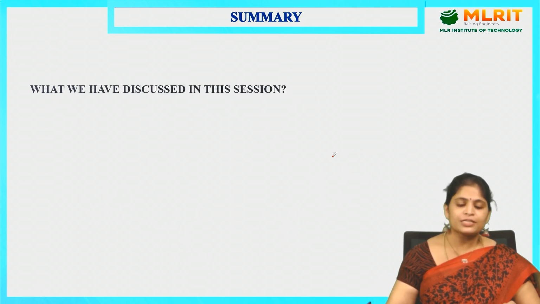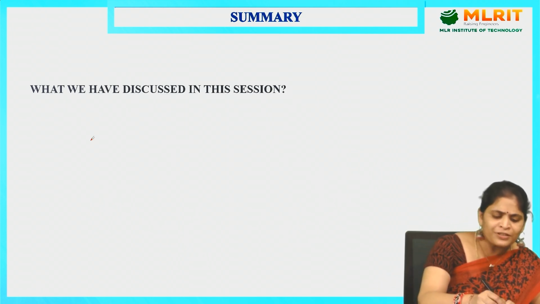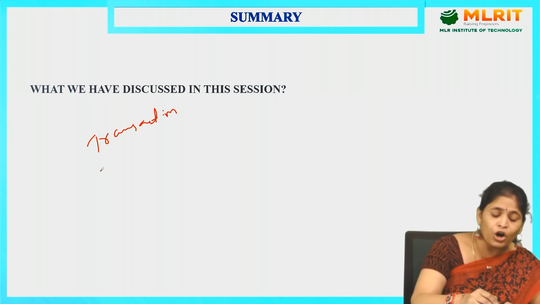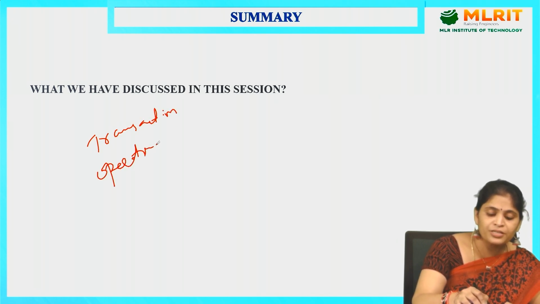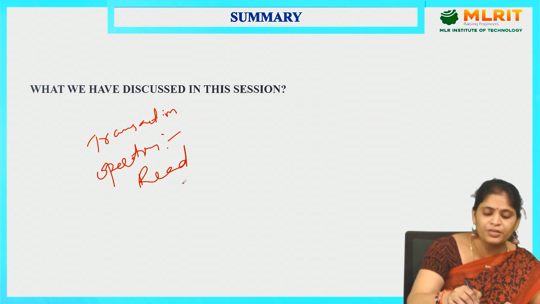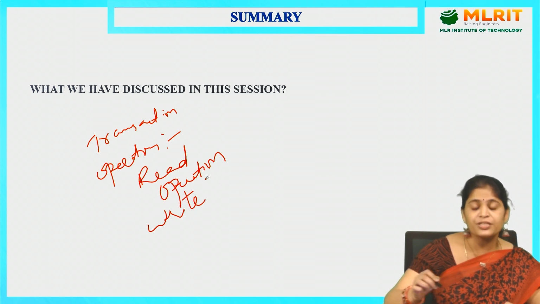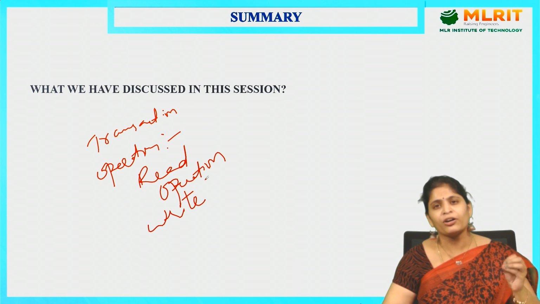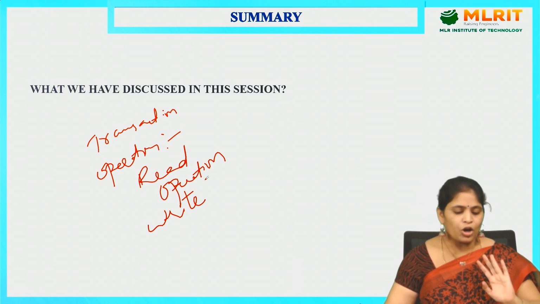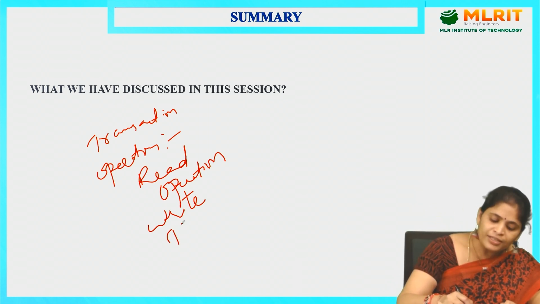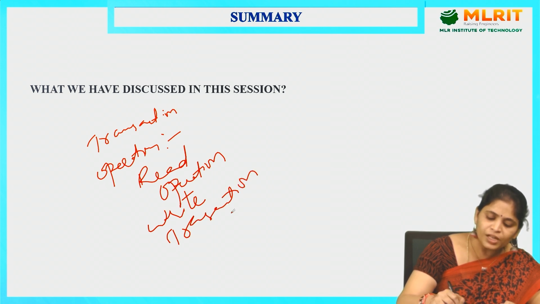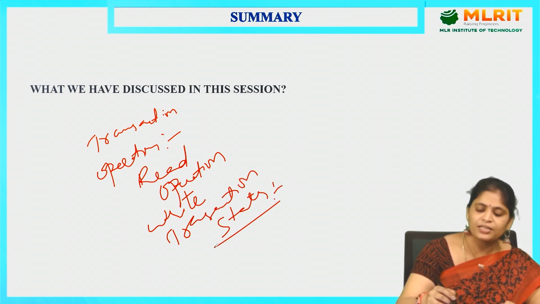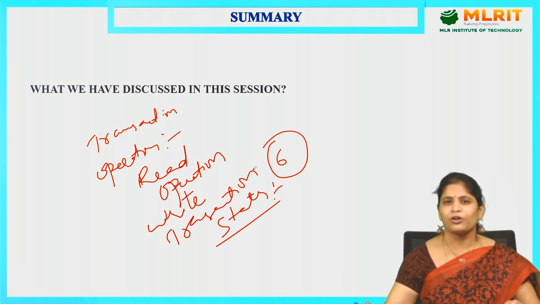So what have we discussed in this session? First, what is a transaction? It is nothing but a series of operations. And what are the operations in transactions? The basic operations, read operation and write operation. What is a read operation? We read the data from the database. What is a write operation? We update or write back the data to the database. Operations in database, and next, transaction states. How many states are there? We have 6 states, which we have already discussed.